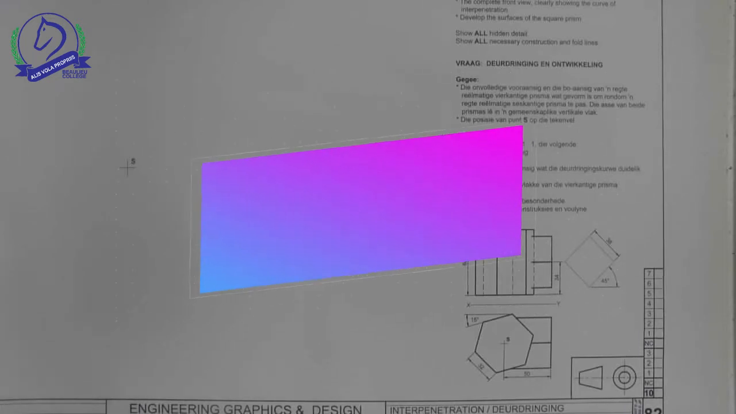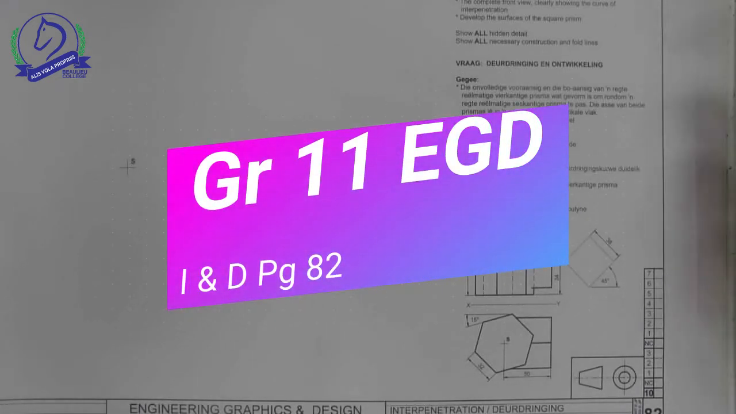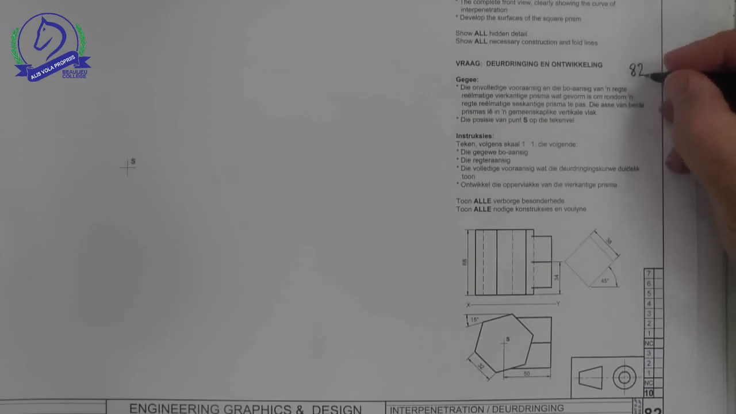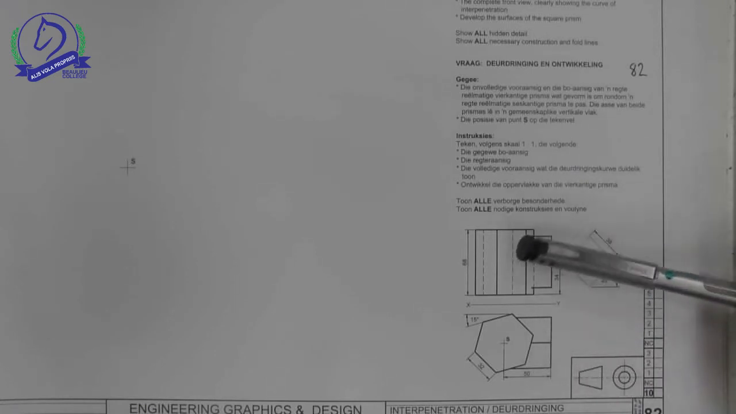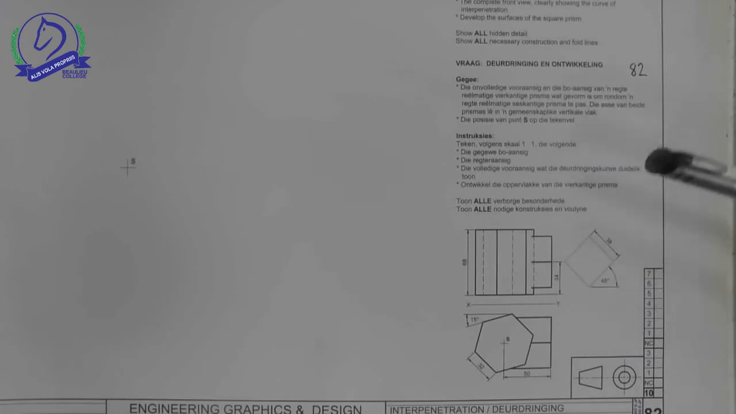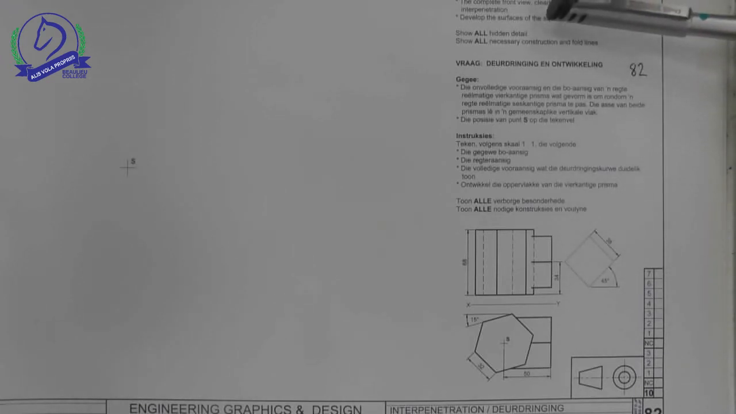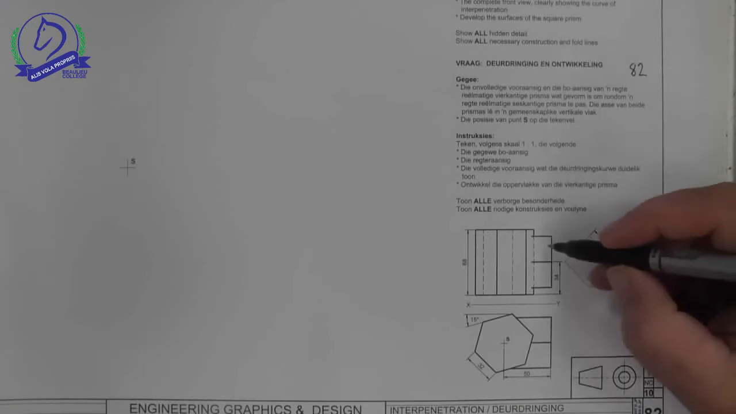Hello grade 11s. Today I'm looking at page 82 of your workbooks, an example of a curve of interpenetration and development. Definitely more advanced here. This drawing has got a hexagonal main pipe which has been tilted at 15 degrees and a square branch pipe, and you need to work out obviously the curve of interpenetration, and then they've asked you just to develop the surface of the branch pipe.